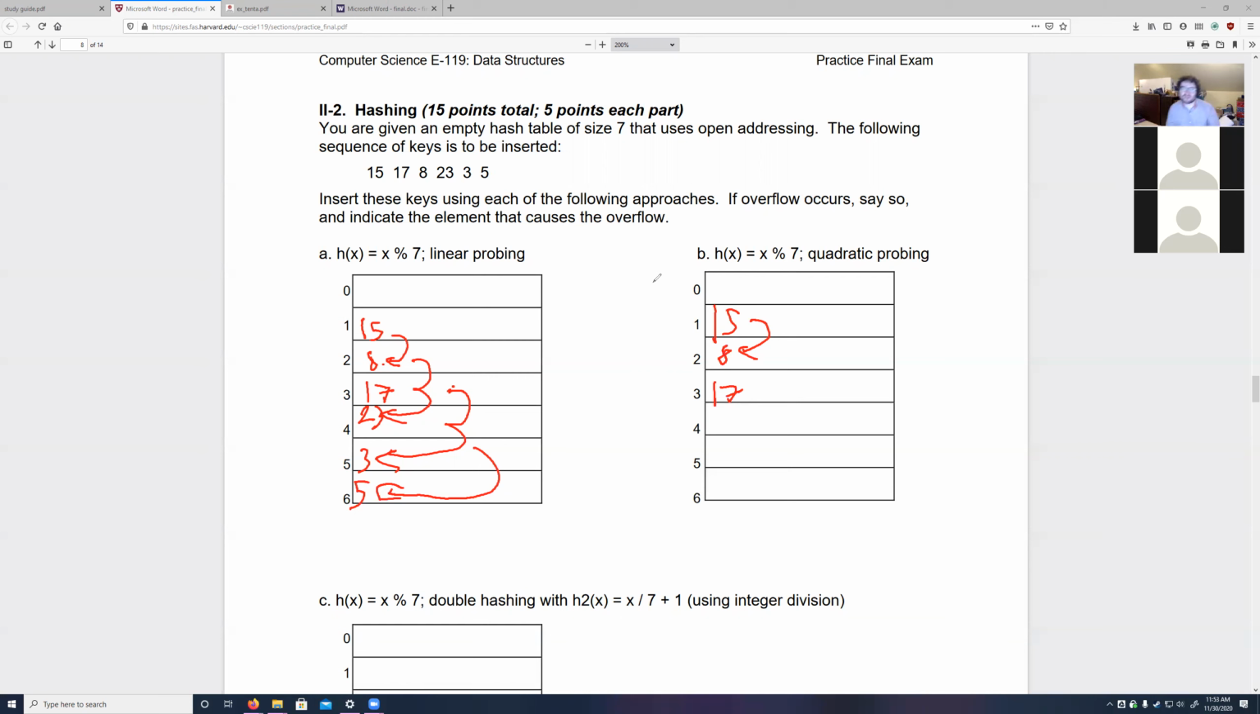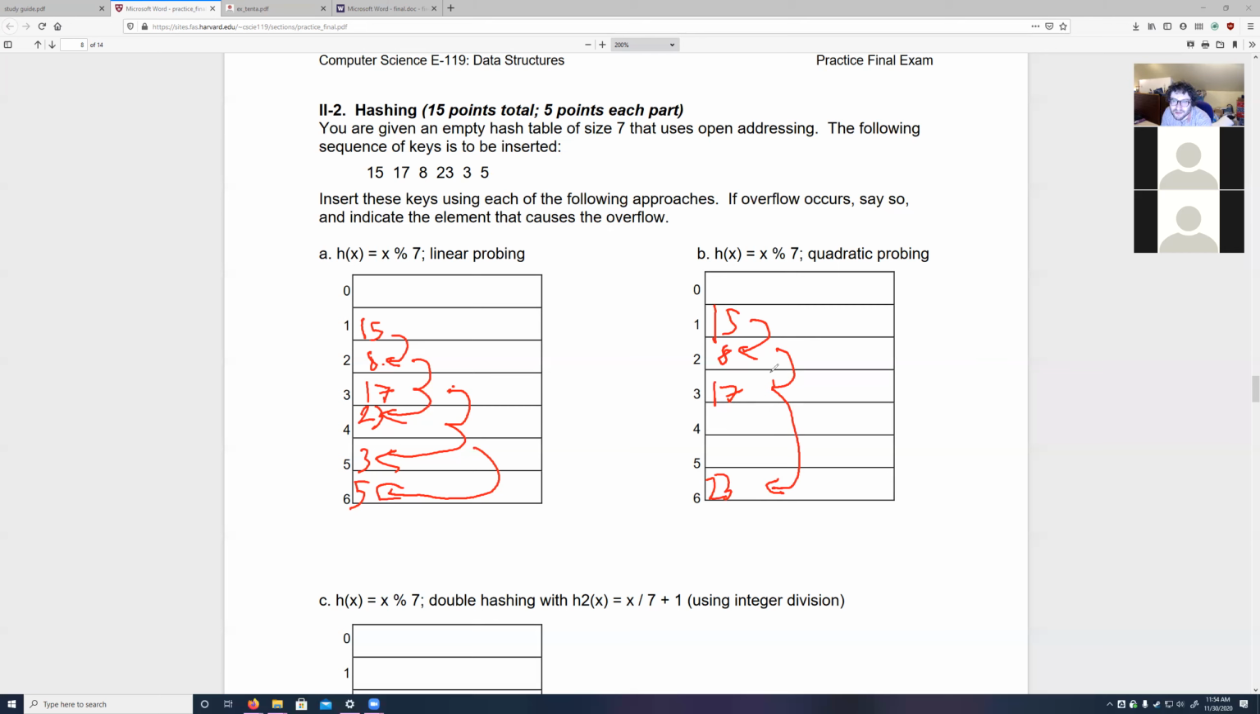All right. Now let's look at 23. 23 wants to go where? It wants to go here, but it can't. So we look 1 squared away. We can't. So now we're going to look 2 squared away from our initial position, which is 4. So 1, 2, 3, 4. So we're going to plop it right over here. 23.